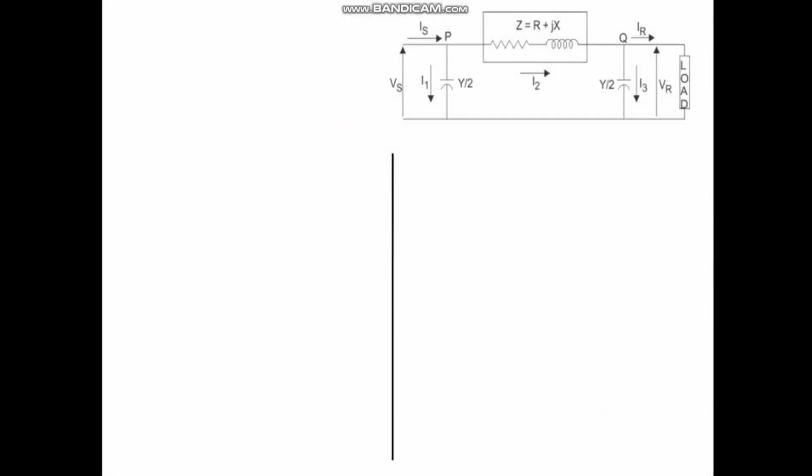Okay, so we'll start with the analysis. This is the figure where I have my total impedance and the shunt admittance divided at the sending end and at the receiving end. Now applying KCL at node P, Is is given as I1 plus I2. Let this be equation 1.